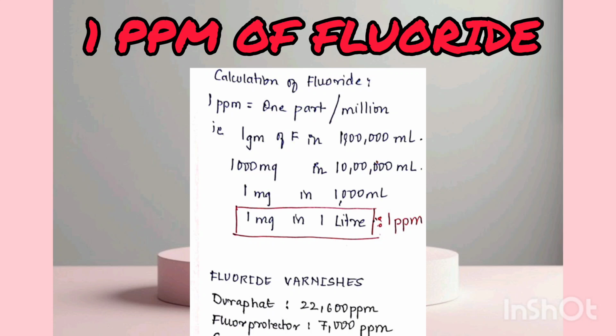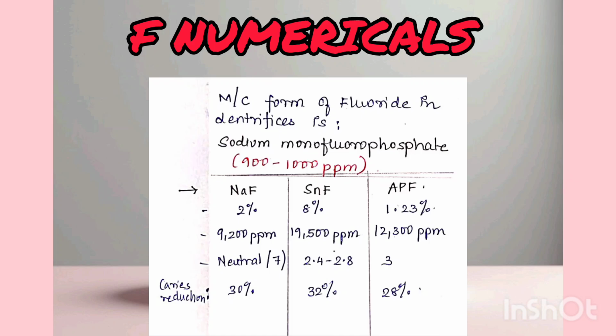Next up, the fluoride content in different fluoride varnishes is as follows. For Duraphat, we have 22,600 ppm, and for Fluor Protector, we have 7,000 ppm. A few more important fluoride numericals are: the most common form of fluoride in dentifrice is sodium monofluorophosphate, which has 900 to 1000 ppm of fluoride.